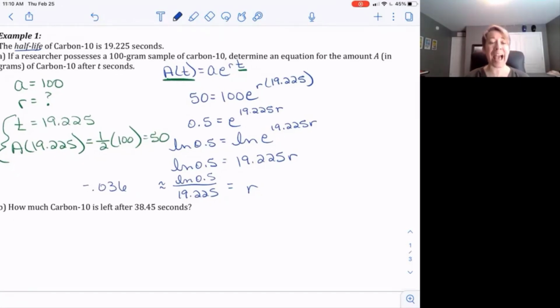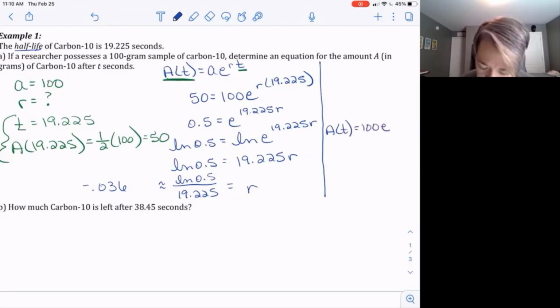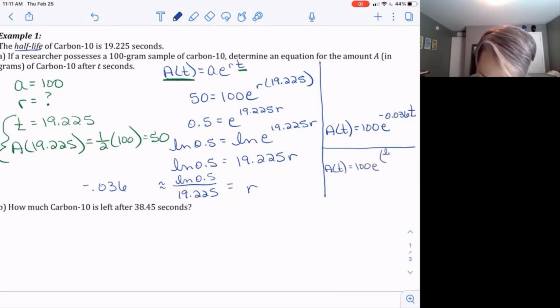But we're not done. They asked for the equation. So the generic equation would be A(t) = 100 e^(-0.036t). Sometimes they ask you to put in the exact, in other words, don't change it to the decimal. In case you have a homework question that does that, you would just write A(t) = 100 e to the, and in parentheses, put the natural log of 0.5 divided by 19.225, times t. But most of the time, they will tell you how much to round it.